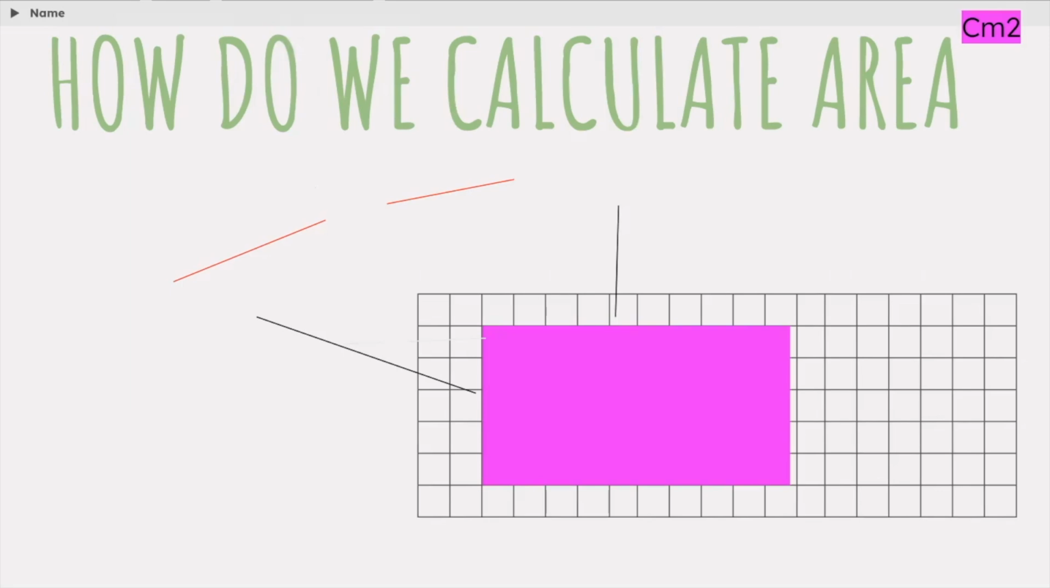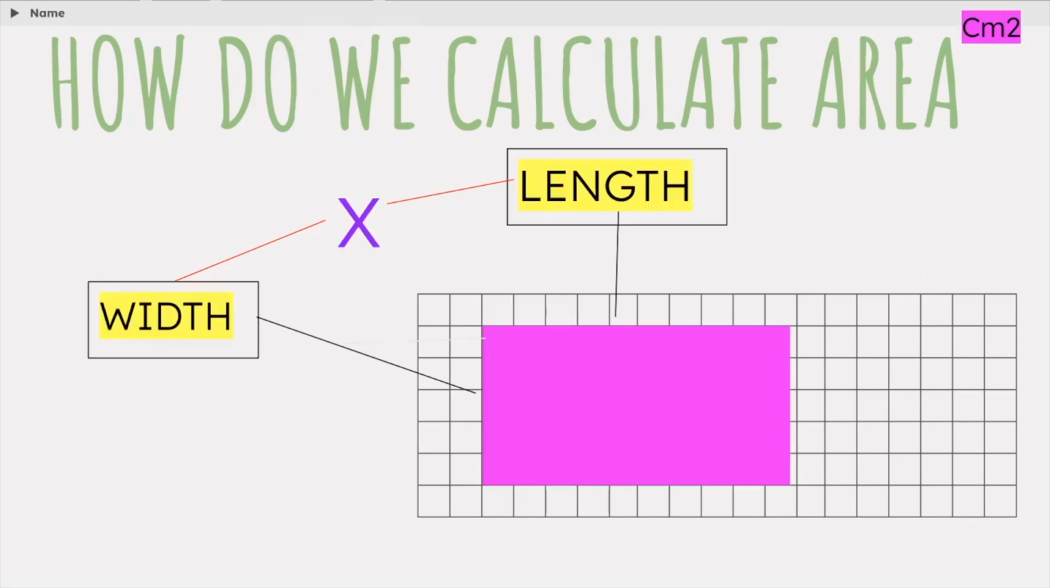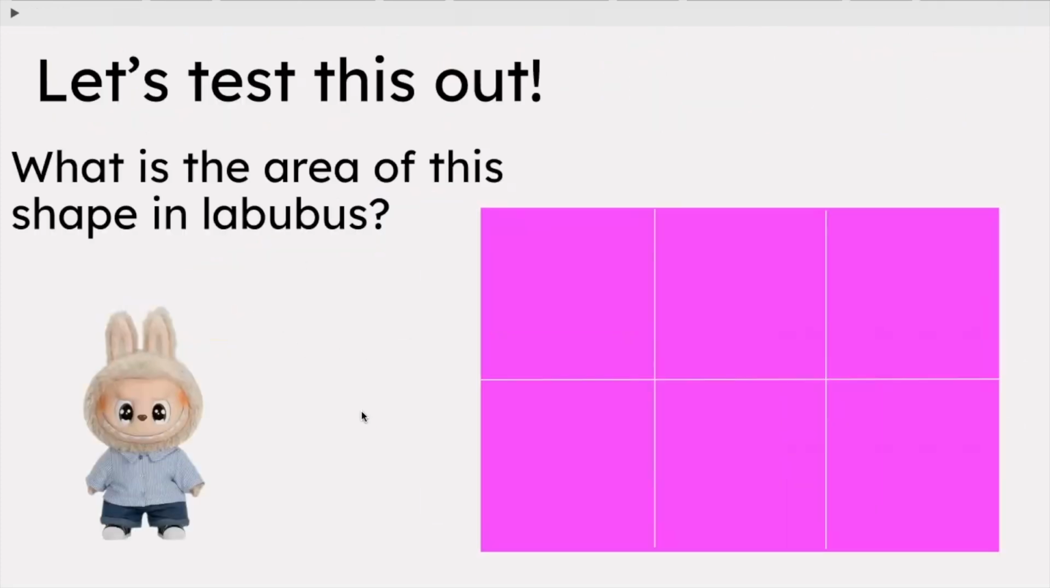Now, when you want to find the area of a square or a rectangle, you need to calculate the width by the length. We use this formula every time we calculate the area of a square or a rectangle. We can see the length is the longest side and the width is the shortest side. So let's test this out with Labubus and this rectangle you see on the screen right now.